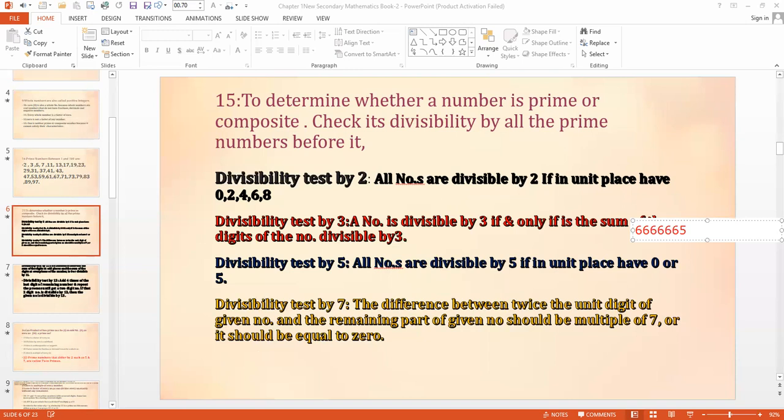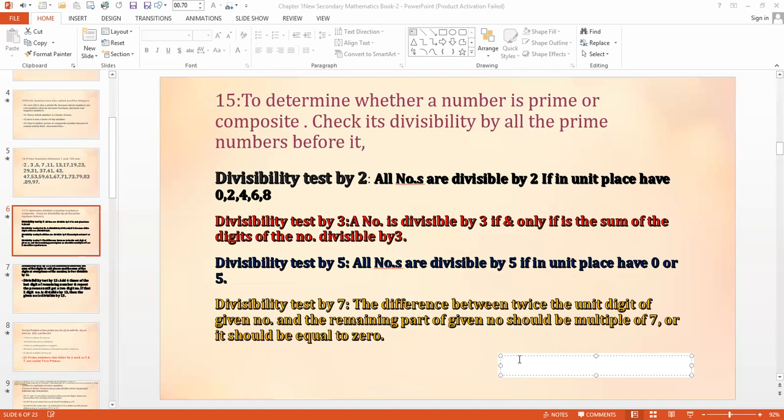Okay. Now we come to another divisibility test, which is very interesting. That is the divisibility test for 7. The difference between twice the unit digit of the given number and the remaining part of the given number should be a multiple of 7 or it should be equal to 0. I will explain. If any bigger number is given to you.